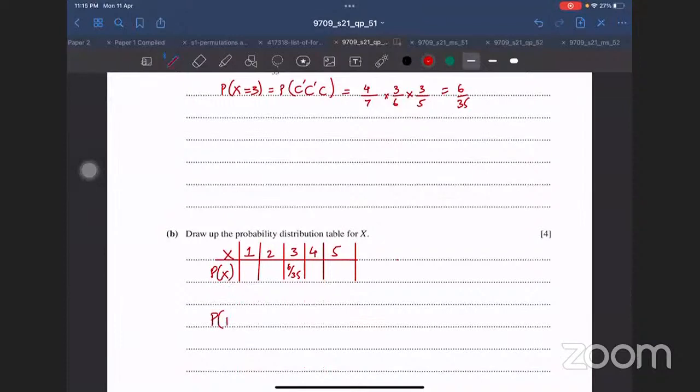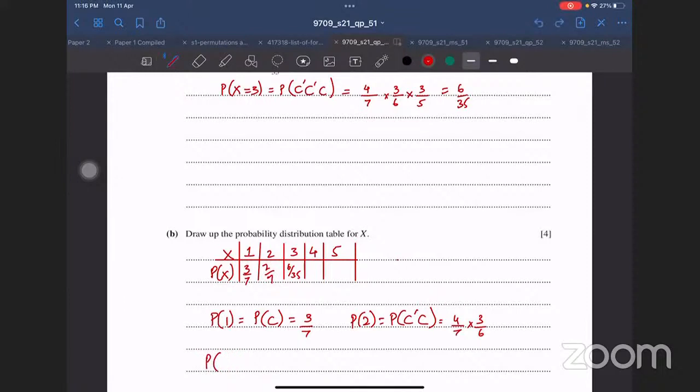So probability of 1 is simply probability of carrot, which is 3 over 7. Then the probability of 2 is probability of not carrot, and then carrot. So 4 out of 7, 3 out of 6, because there are 3 carrots. That gives me 2 out of 7, I think. 2 out of 7. Probability of 3 is already done.